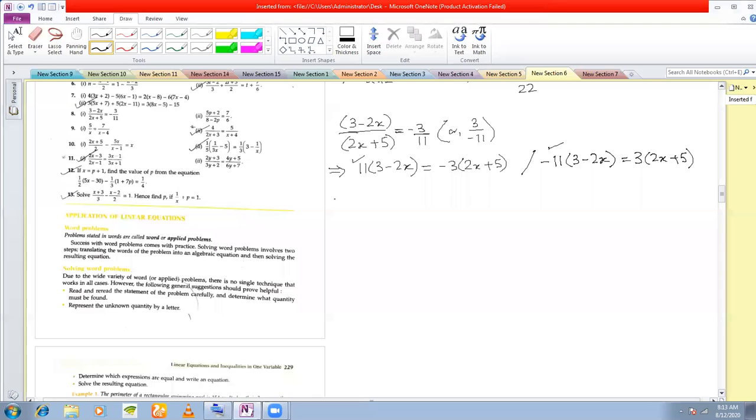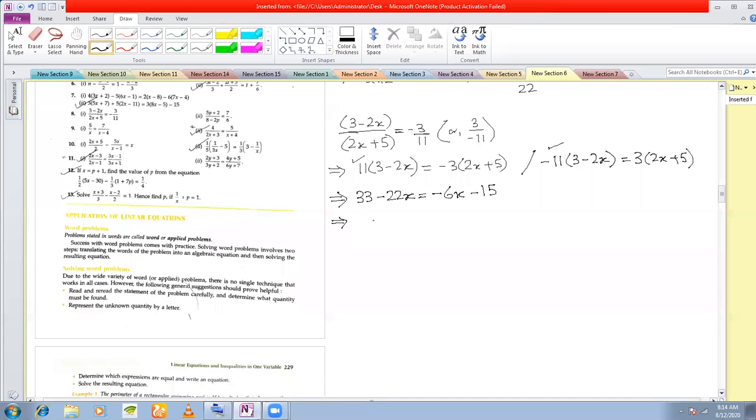Okay, so in the next part, you simplify. 33 minus 22x is equal to minus 6x minus 15. Minus 3 into plus 2x is minus 6x, and minus 3 into plus 5 is minus 15.